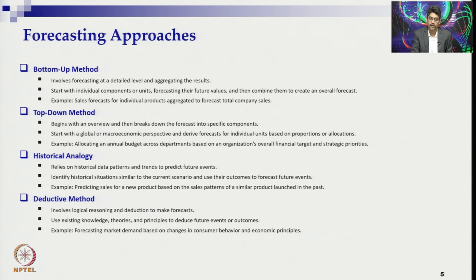But remember, these are not the techniques. These are only approaches, like bottom up, or top down, or historical analogy, or the deductive method. These are the execution process, the decision making process by the organizations, but not the technique. In order to execute these four, five approaches, whatever approach you follow, you need some methods, right? You need some techniques that managers need to adapt, through which they can execute these processes.